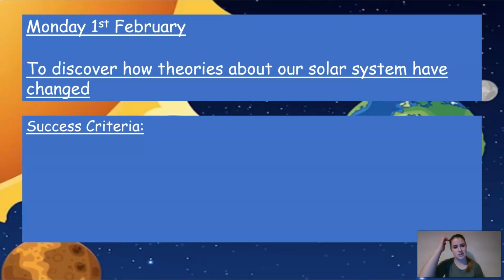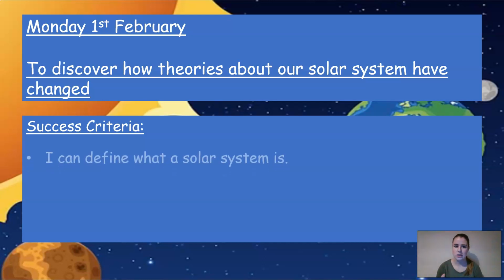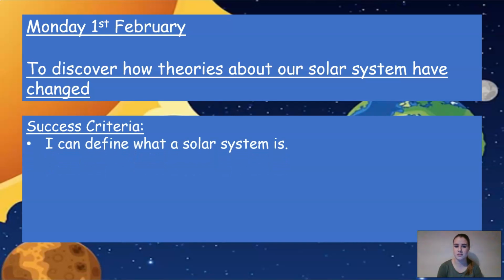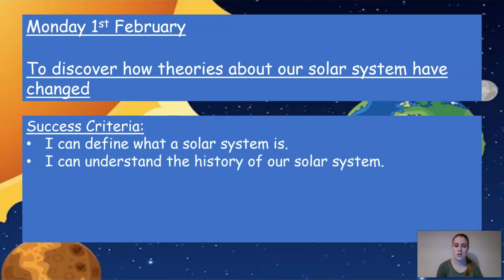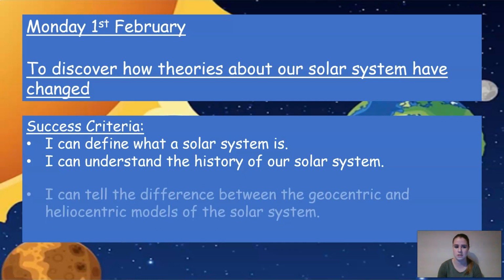So today we're going to look at discovering how theories about our solar system have changed. So by the end of the lesson, you need to be able to identify, well, what is a solar system? Then we're going to have a look at understanding the history of our solar system. We're going to look at some different scientists and their theories that they had about our solar system.